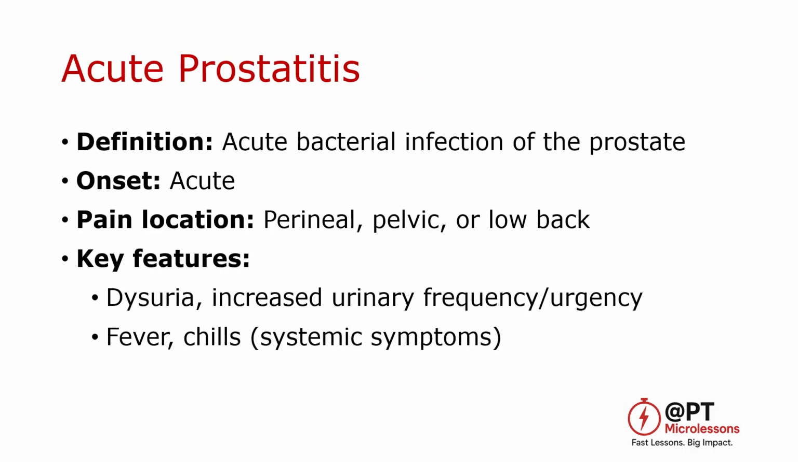Let's start with some male-specific conditions, starting with acute prostatitis. This is an acute bacterial infection of the prostate. Pain is typically felt in the perineal or pelvic region, and may also present as low back pain. Key features include dysuria, urinary frequency or urgency, and systemic symptoms like fever and chills. Because these are infections, these patients require urgent referral. The triad is perineal pain, urinary symptoms, and fever.